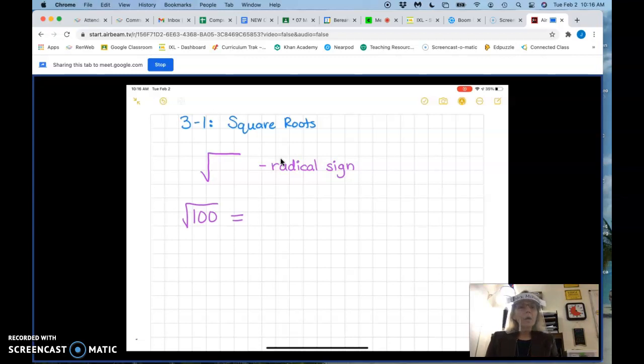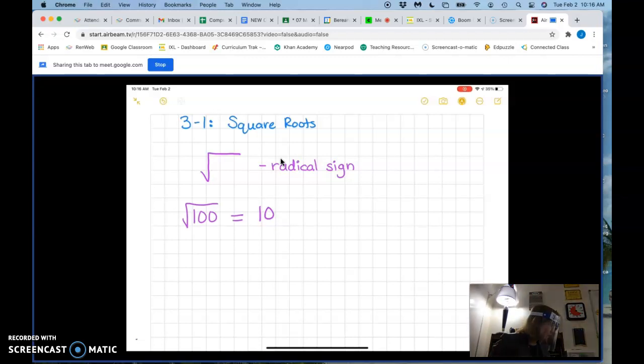And does anybody know what number can multiply by itself to equal 100? 10. Yes. You win Starbucks. Yay. Okay, 10 is the answer. So 10 is a perfect square because we can do 10 times 10 and it equals 100. Okay, so these are the types of problems that we're going to do today.